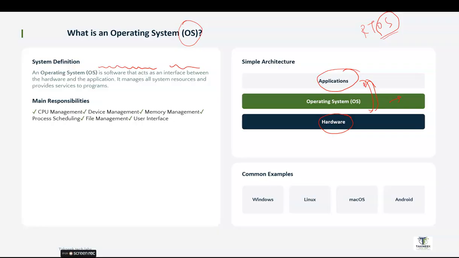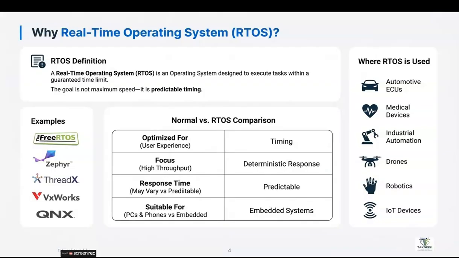So what are applications? Applications can be your web browser, or your MP3 player, and so on and so forth. If you want your hardware and application to interact, you need an operating system. In the same way, we have a refined version of the operating system which is called the RTOS. By definition, an RTOS is an operating system designed to execute tasks within a guaranteed time limit.